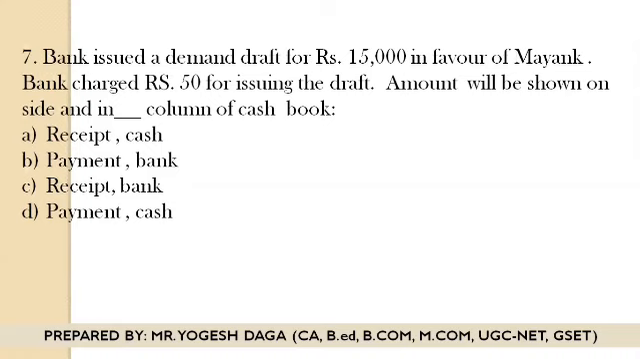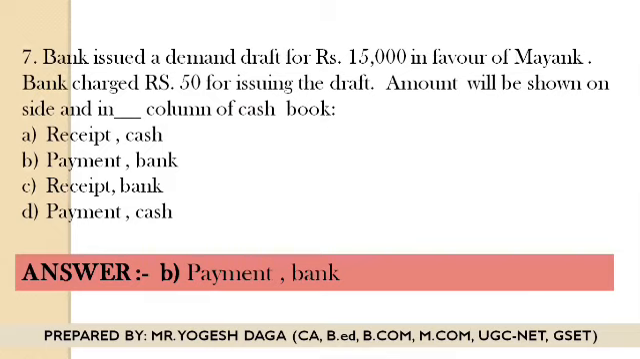So from this option, what is the perfect answer? It will be shown on the payment side, that is the credit side, and it will be deducted from which column? It is from the bank column. So from A, B, C and D, from all these four options, the correct option is the B option, because it will be shown on the payment side, that is your credit side, and it will be deducted from your bank column of the cash book, because the bank paid this amount as a demand draft, so the payment will be minus from the bank account.